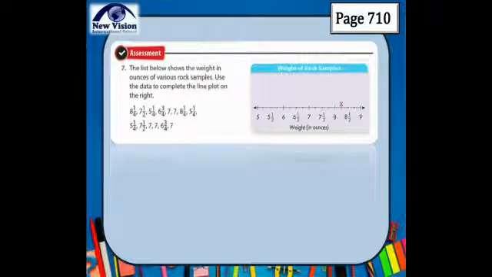So we have 8 and 1/4, 7 and a half, 5 and 1/4, 6 and 3/4, 7, 7, 8 and 1/4, 5 and 1/4, 5 and 1/4, 7 and a half, 7, 7, 6 and 3/4, and 7.